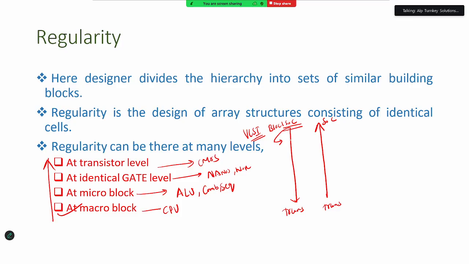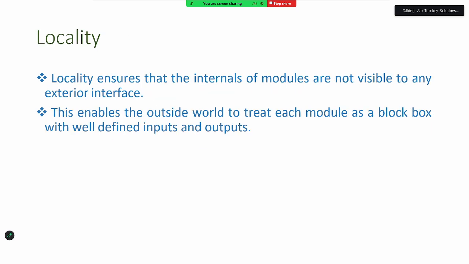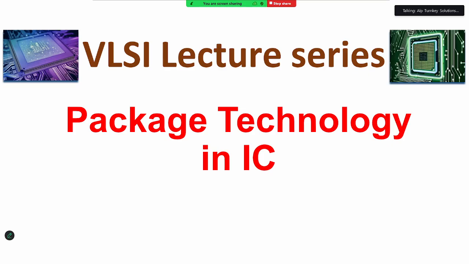SoC is made with some modules, some modules are made with some gates, or combinational or sequential circuits, and these gates are made with transistors, like that. This is regularity, modularity, locality. These are basic things that you need to know.